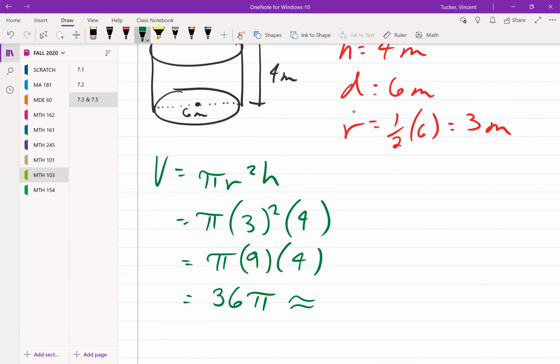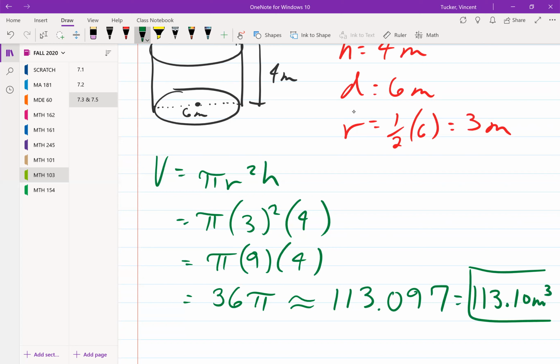I had my calculator out. Need to pull it back out. And that would be 113.097. So if I were doing 2 decimal places, it'd be 113.10. And that is meters cubed.